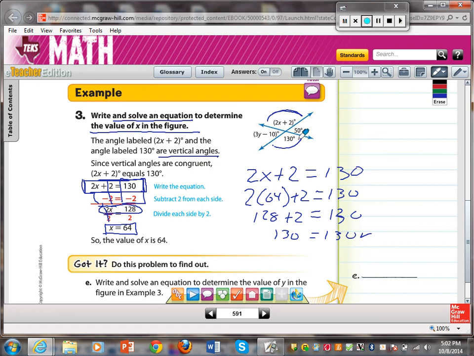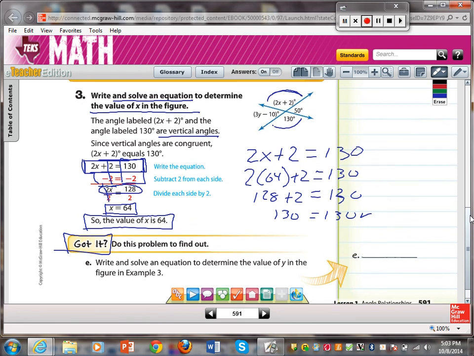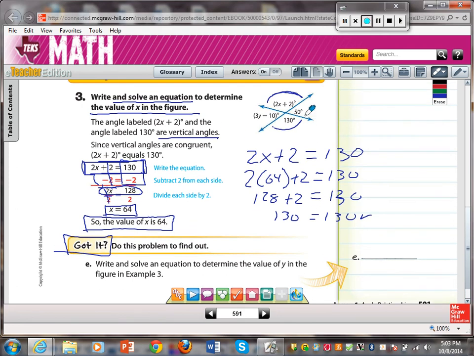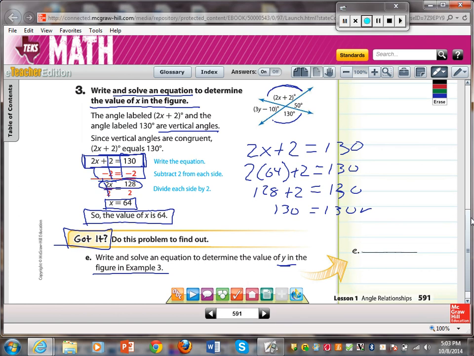Now, the value of x equals 64. That is your answer. Now, if you check it, got it, actually wants you to do the other side. They want you to do what I just did, but now they want you to recognize that this equals that. And that's what your got it problem is all about. So basically here it says, write and solve an equation to determine the value of y in example number 3. So this is example number 3 over here. Right? So now we want to find the value of y. And that's for you to show me.